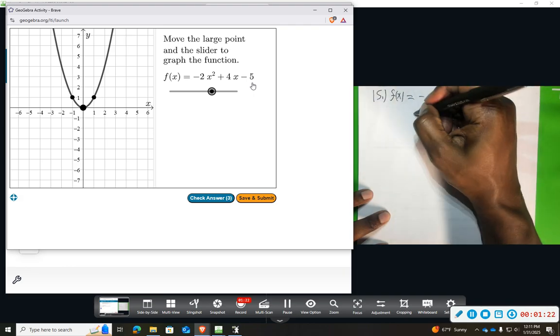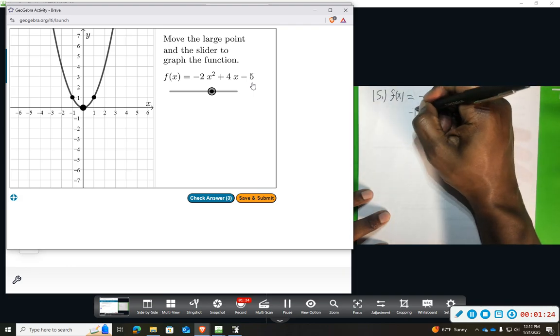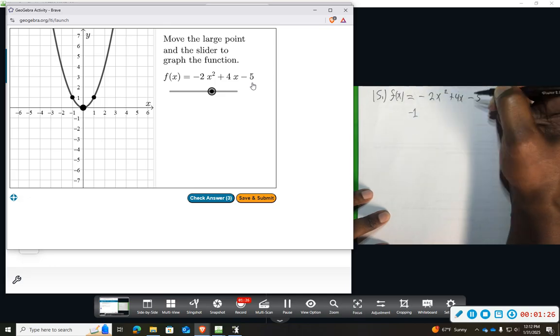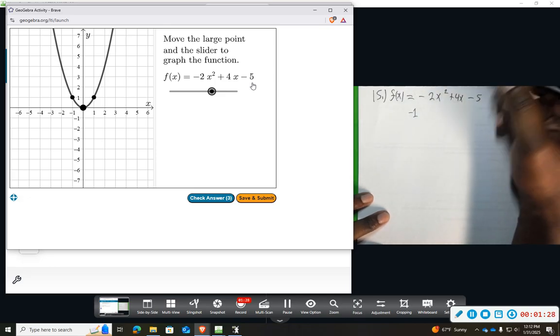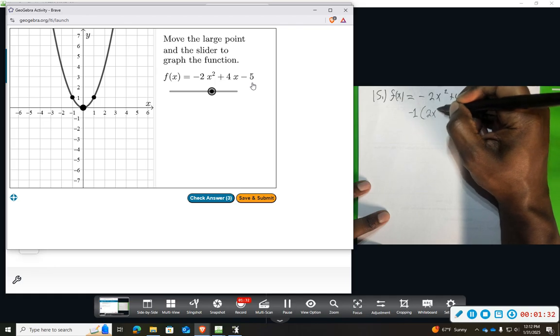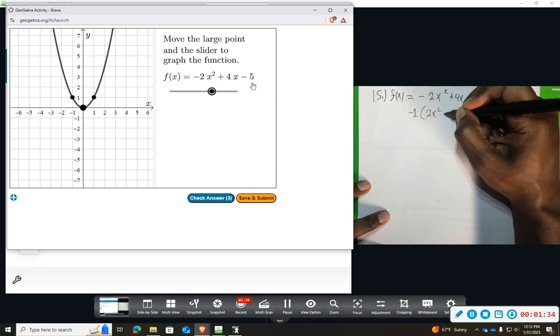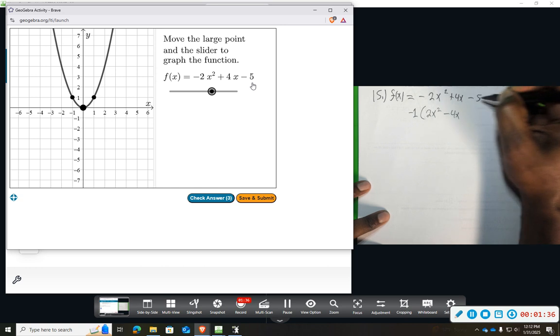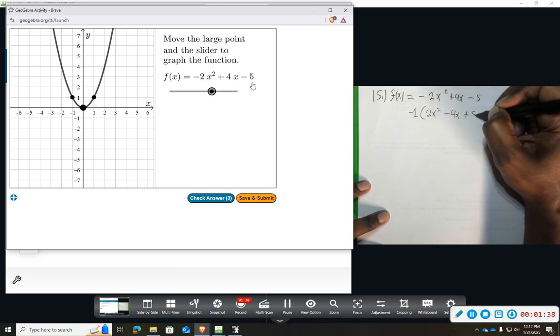So first, I'm going to factor out a negative 1, because the negative on factoring, you'll still get the zeros, but it'll mess up everything else. So I'm going to factor out a negative 1. That's going to leave me with 2x squared minus 4x, and then plus 5.